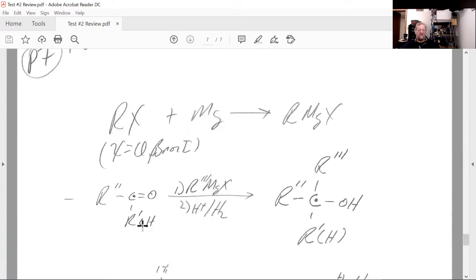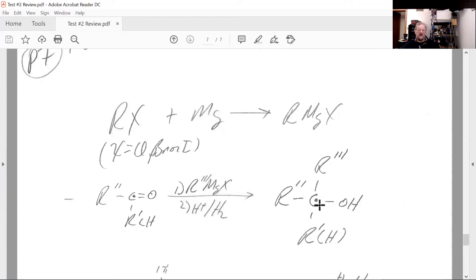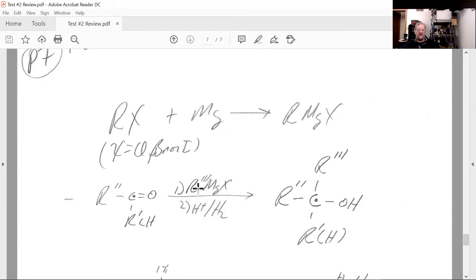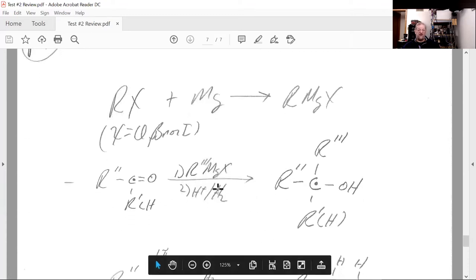And what's attached to it, R prime or hydrogen, R double prime, still there. This carbonyl opens up to an alcohol, and the R triple prime is bonded to what was the carbonyl carbon. And you form that special carbon-carbon single bond. The carbon with the MgX is the carbon bonded to the carbon with the hydroxyl group in R triple prime. Good news, for this one right here, I won't do a synthesis problem.